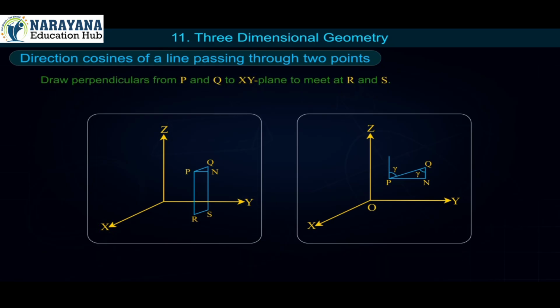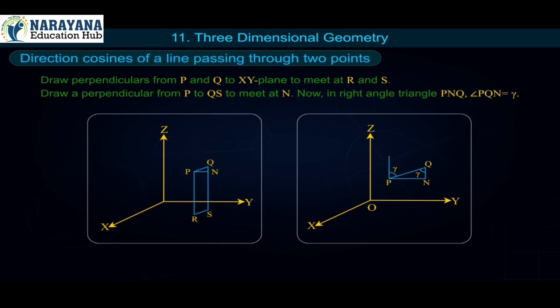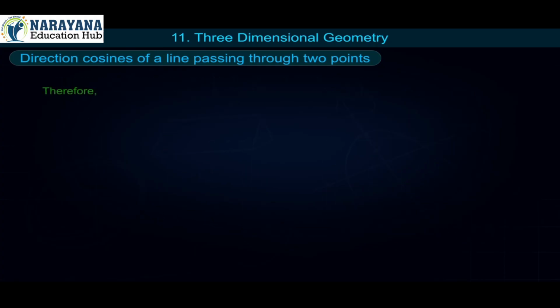Draw perpendiculars from P and Q to the xy plane to meet at R and S. Draw a perpendicular from P to QS to meet at N. Now, in right angle triangle PNQ, angle PQN is equal to gamma. Therefore, cos gamma is equal to NQ upon PQ, which is equal to z2 minus z1 upon PQ. Similarly, cos alpha is equal to x2 minus x1 upon PQ and cos beta is equal to y2 minus y1 upon PQ.